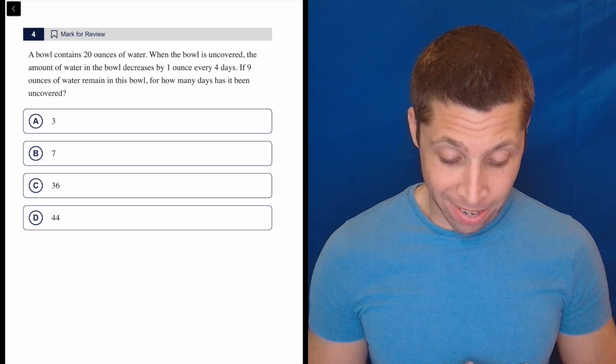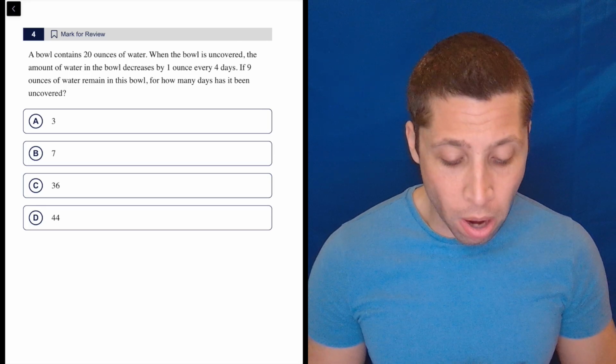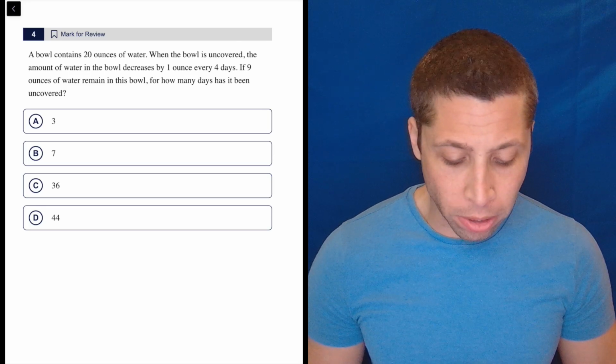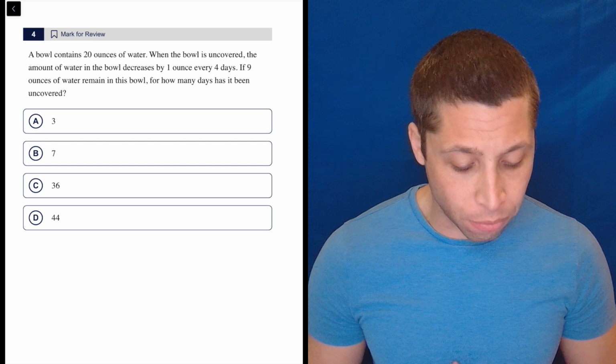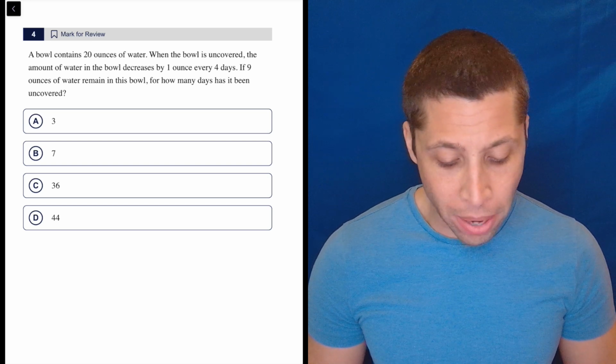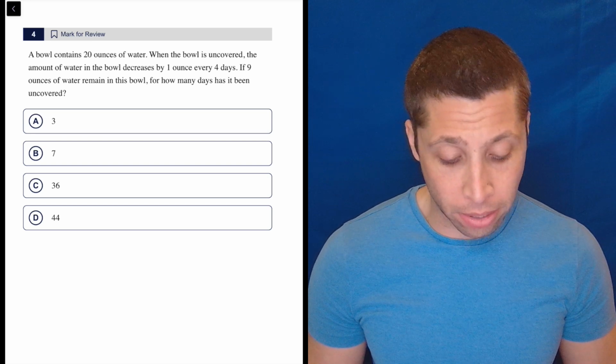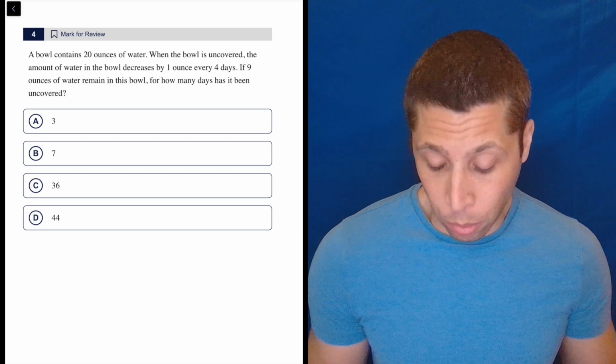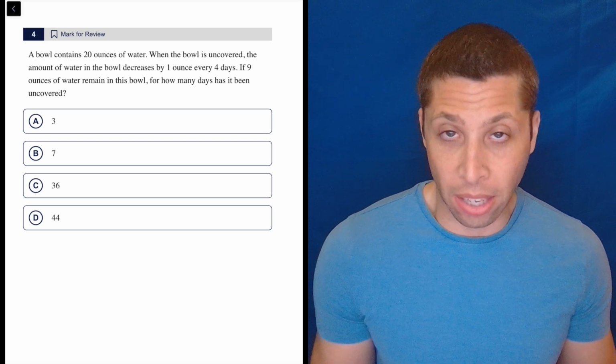Let's just dive right in. A bowl contains 20 ounces of water. When the bowl is uncovered, the amount of water in the bowl decreases by 1 ounce every 4 days. If 9 ounces of water remain in the bowl, for how many days has it been uncovered? We could easily write an equation here, but this just feels like a guess and check situation, right?